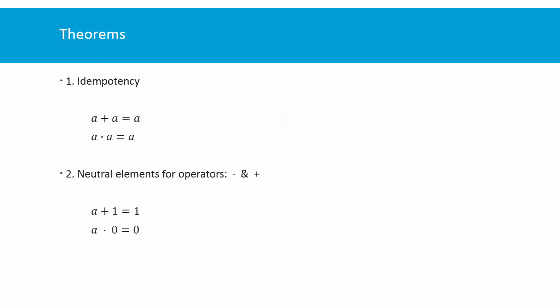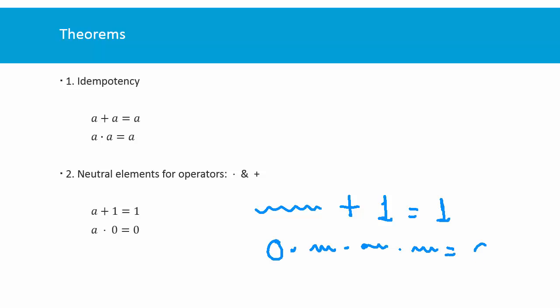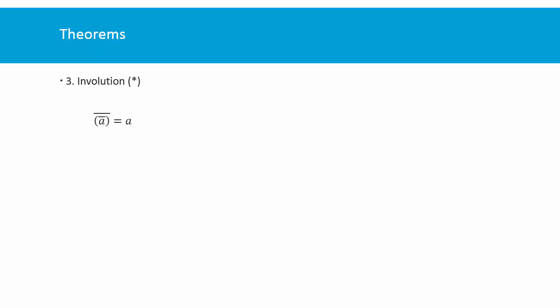The next theorem is the neutral elements of the operators dot or cross. Anytime you have an OR operator, it doesn't matter what you have here or on the other side, as long as you have 1, the whole expression is going to become 1. And the same applies for the AND operator. You can have 0 dot anything. It doesn't matter what you have on the left side or on the right side of the expression, if you have an AND operation and a 0 over there, then the whole expression is going to become 0.